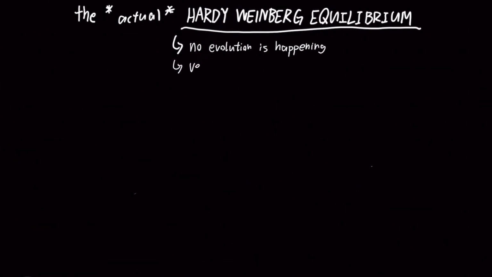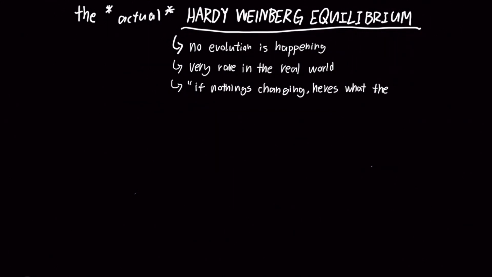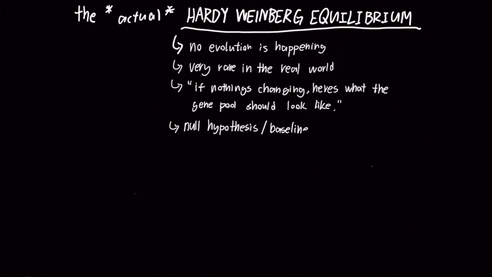Sounds unrealistic, right? That's because it is. Now, the Hardy Weinberg equilibrium is very rare in the real world. In fact, it most probably doesn't occur in the real world because you can't guarantee no mutations in a population. But anyways, the Hardy Weinberg equilibrium is basically a mathematical way of saying, if nothing's changing, here's what the gene pool should look like. It acts as a null hypothesis, giving us a baseline to compare real-life populations to. Think of it as the control group of an experiment.